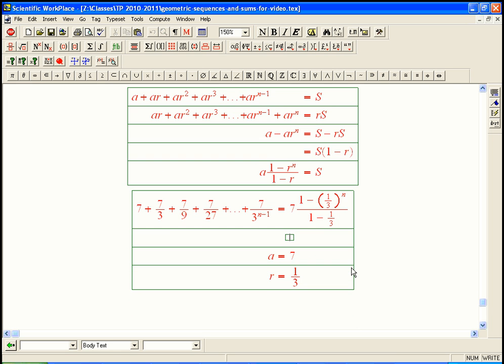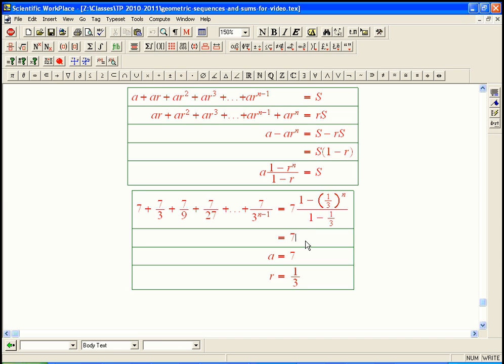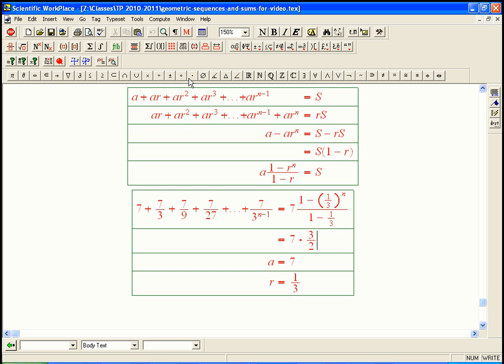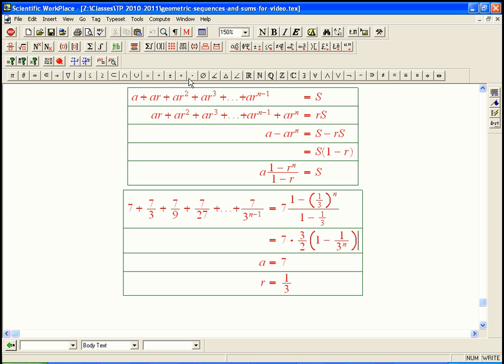We can clean that up a little bit. And what we noticed was there was a 21 halves coming out. Well, 1 minus 1/3 is 2/3. When you divide by that, you're going to get a 3 halves. Let me just write it out. 7 times 3 halves, which is 1 over 2/3, times 1 minus 1 over 3 to the n. And that's what we had figured out as our answer for this problem. But here we can just do it as an instance of using this master formula.